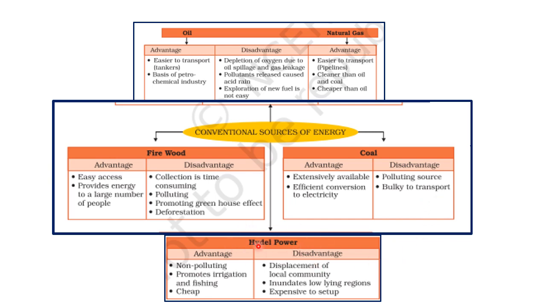Next conventional source of energy is Hydel Power. Its advantages: among all conventional sources of energy, it is the only source of energy which is pollution free. It promotes irrigation and fishing also.